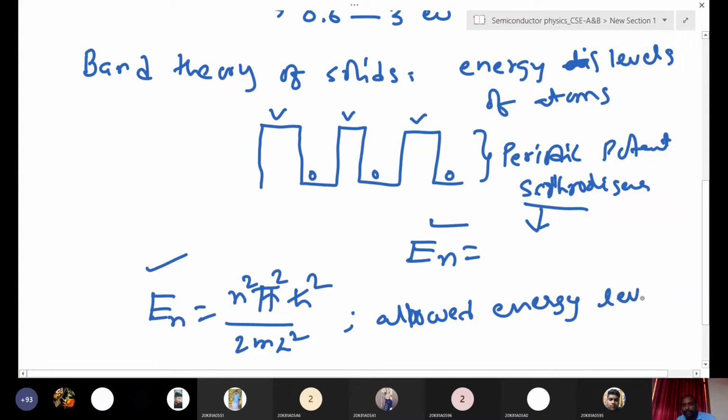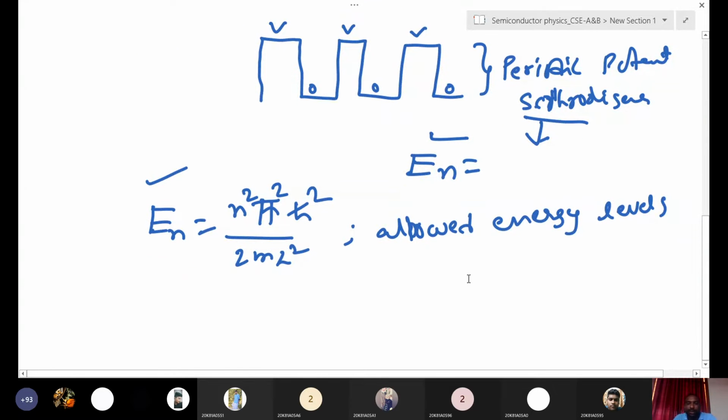Allowed energy levels. Suppose I take yesterday's problem as an example. What are the allowed energy levels, and what are the forbidden energy levels? Just tell me what the allowed energy levels are. What are the n values? Possible n values are one, two, three, four.